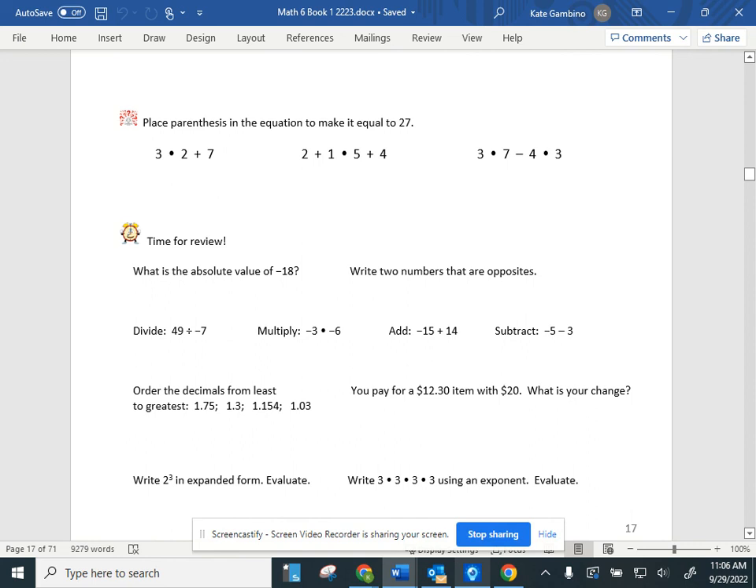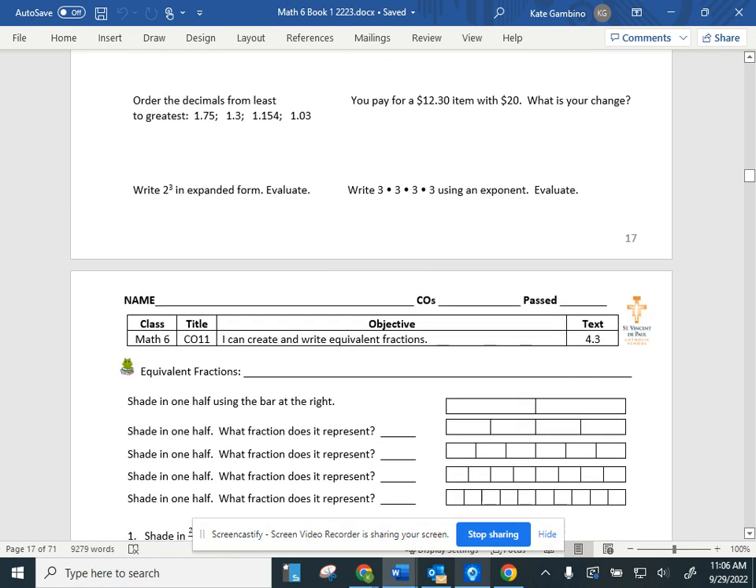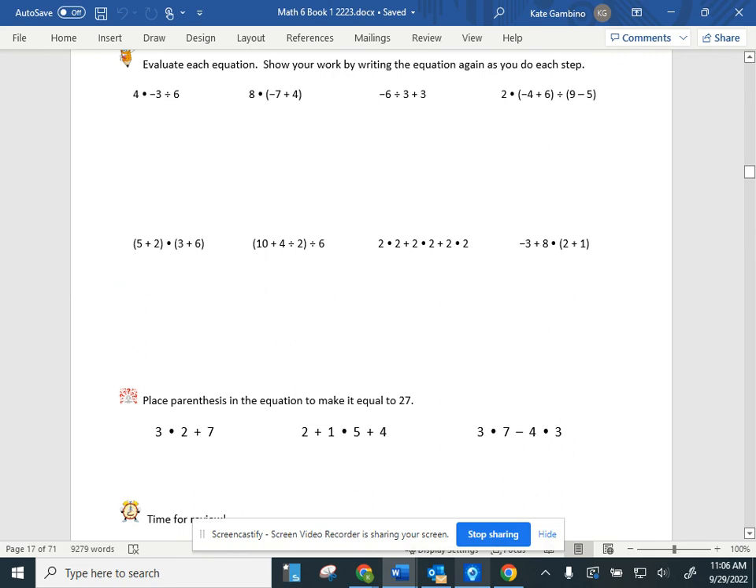Time for review. We've got that test coming up. This is reviewing what we've been working on this unit. So this is the start of our review for our test. Are there any questions on the order of operations?